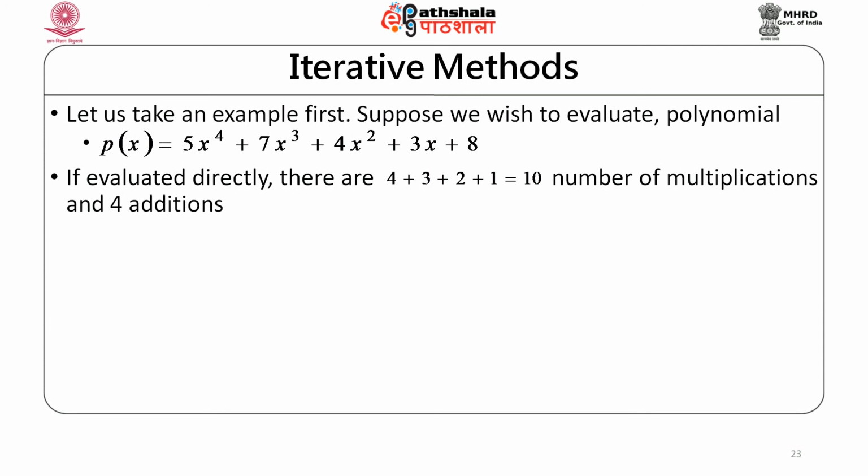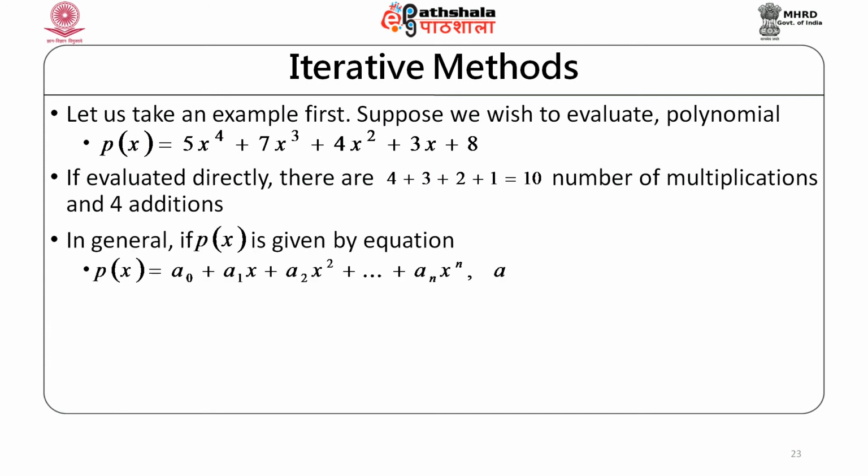So in all, 3 into x is 1, 4 into x square is 2 operations, 7 into x cube is 3 multiplication operations, and 5 into x raised to 4 is 4 multiplication operations. In all, 4 plus 3 plus 2 plus 1 gives you 10 multiplication operations in the direct evaluation of this polynomial. Additions, of course, there are 4.